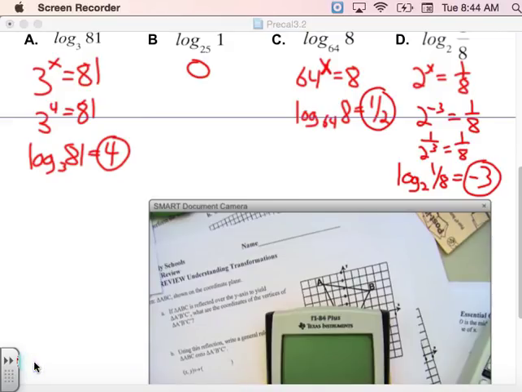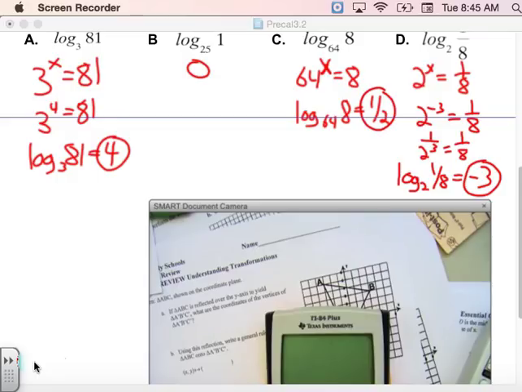A part, you should get 4. 3 to the 4th is 81. For B, you should get 0. 25 raised to the 0 would be 1. And for C part, 64 raised to what gives you 8? Well, the square root of 64 is 8, so you've got to raise it to a fraction, a half, to make it turn into an 8.